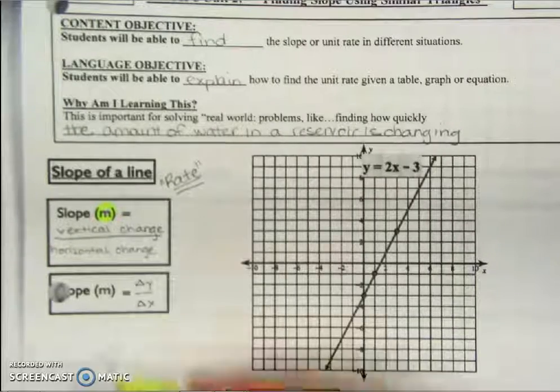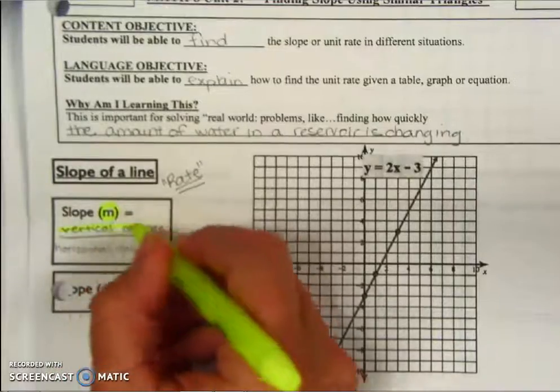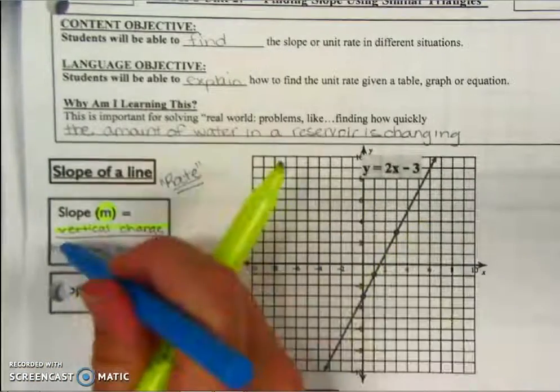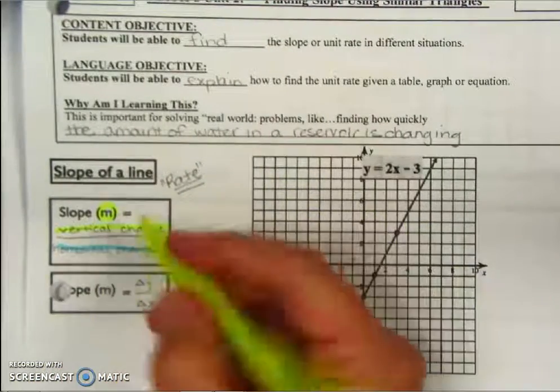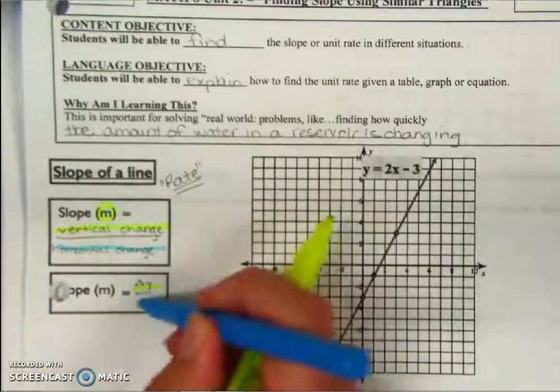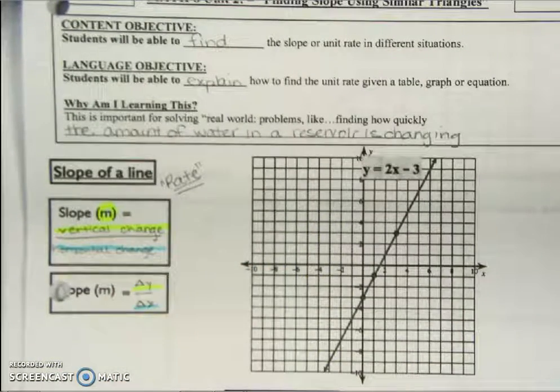So slope is rate, which is the vertical change over the horizontal change. In other words, that is the change in Y over the change in X. So it's what we've been doing. It is the same thing as rate of change. It's just also referred to as slope.